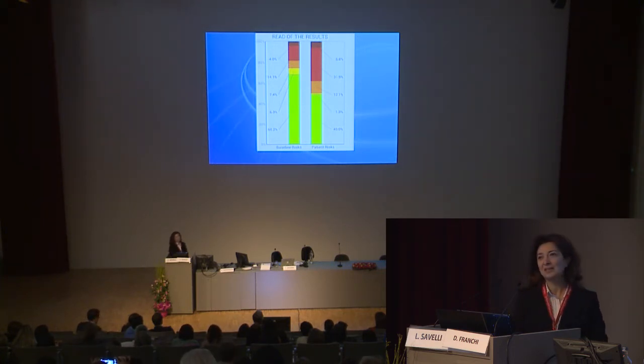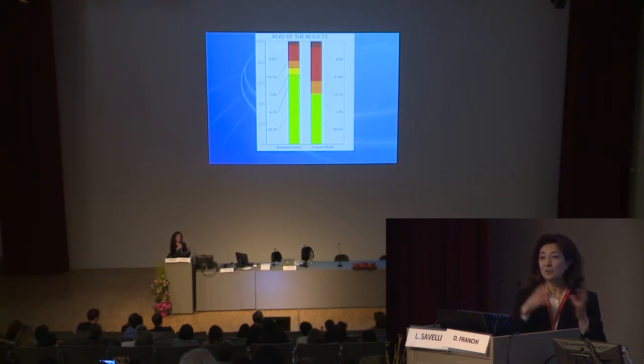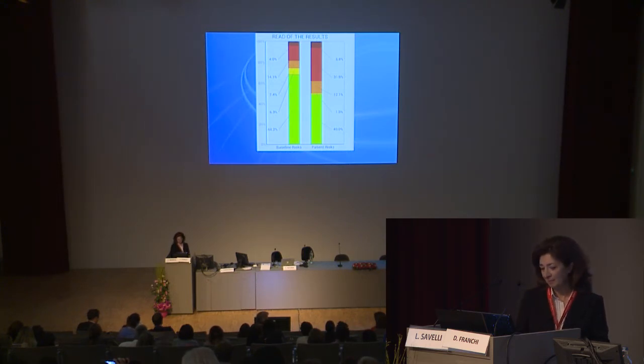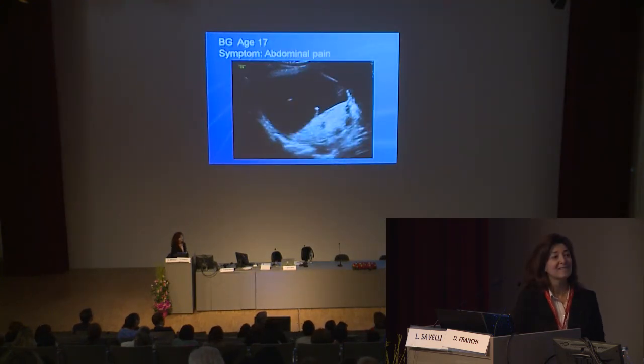But you have elements to judge this mass because it was mobile, with regular margins, cone shadows, just a color score of 2, so it was easy to make a diagnosis in this case. It wasn't just an ovarian fibroma. It was very big, but it was just an ovarian fibroma. Okay. We have false positives, we have false negatives, we know.